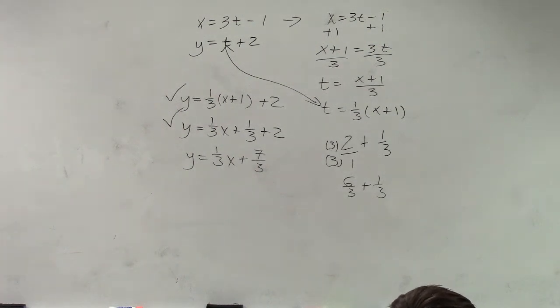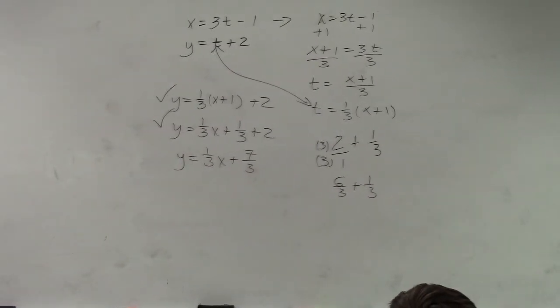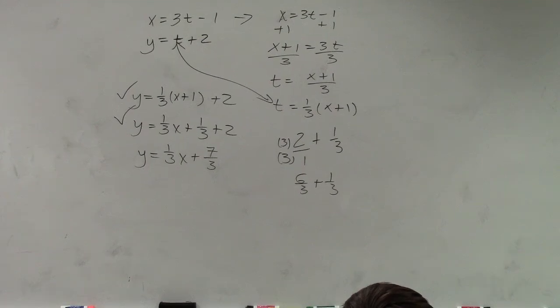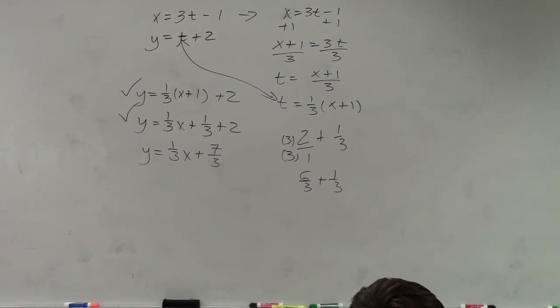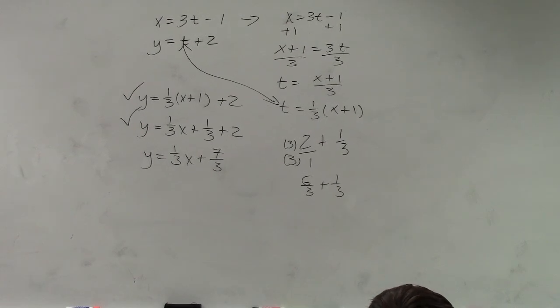Okay? So it's not required that you put things in slope-intercept form for at least the quiz. If you guys look at that equation, y equals 1/3 x plus 7/3. Do you see any t there? Do you see any t? No. So what I did was I eliminated the t.